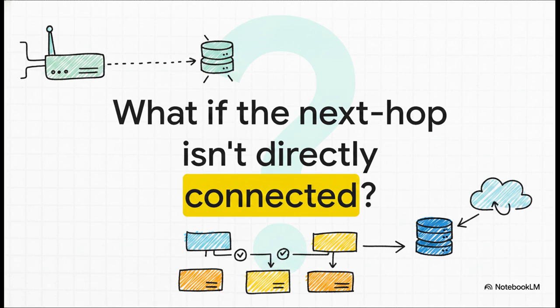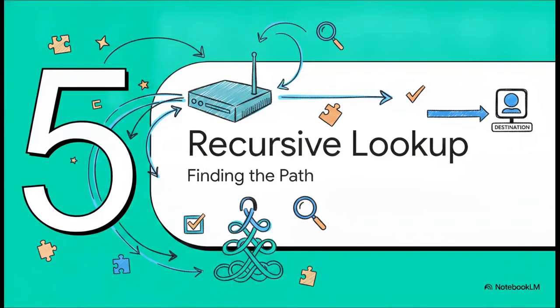But this raises a really fascinating scenario. What happens if you configure a static route using a next hop IP address, but that neighbor's IP address isn't directly connected to the router? How on earth does the router know which physical cable to push the data out of? Section 5. Recursive lookup, finding the path.